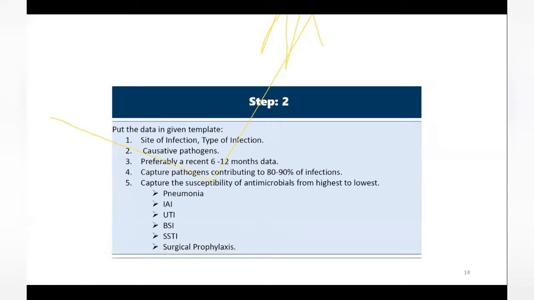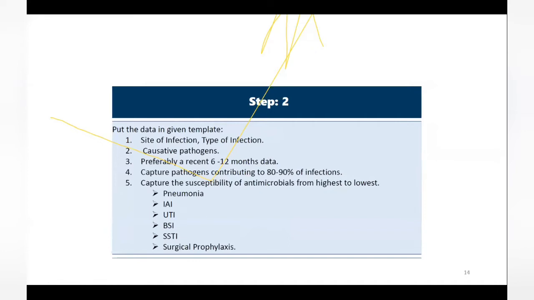And put this data, the frequency of the organisms identified and the sensitivity pattern, in a given template. Now, what is the template? We'll see here. This template should also include the site of infection and the type of infection, the causative pathogens, and preferably a 6-month data or more than or equal to 30 isolates should be considered.